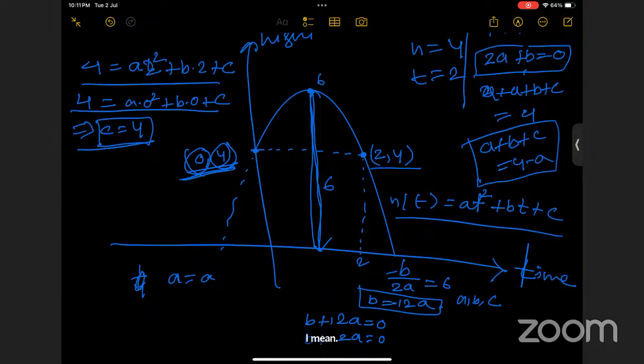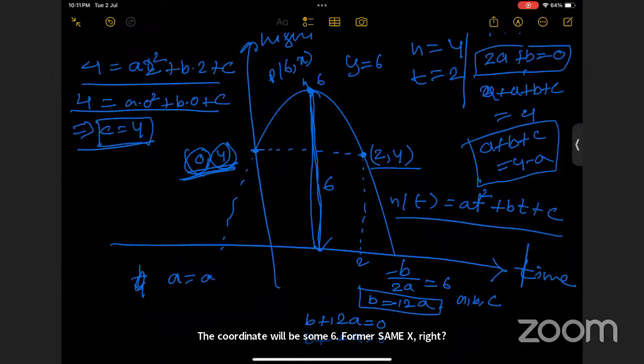That means y equals 6 at this point. The coordinate will be x comma 6, right? Yes, ma'am. It will again satisfy the equation. So we can put here ax squared plus bx plus 4.